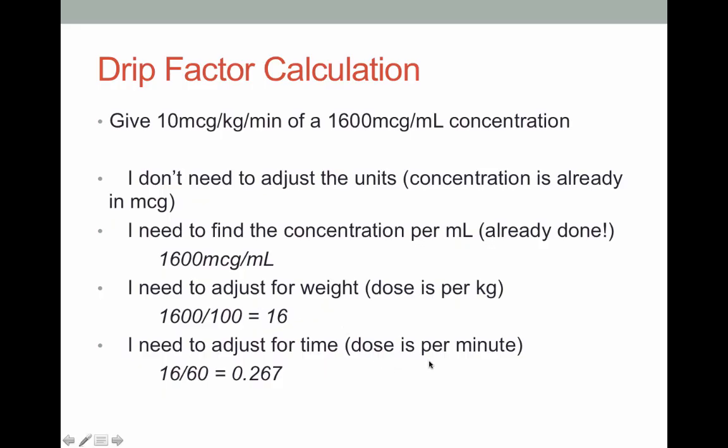And now I need to adjust for time since the dose is in per minutes. And remember, if it's per hour, we don't need to adjust since that's our base unit, but it's per minute. We do need to adjust. So 16 divided by 60, 60 minutes in an hour, is going to give us our magic number. We can stop there, 0.267.